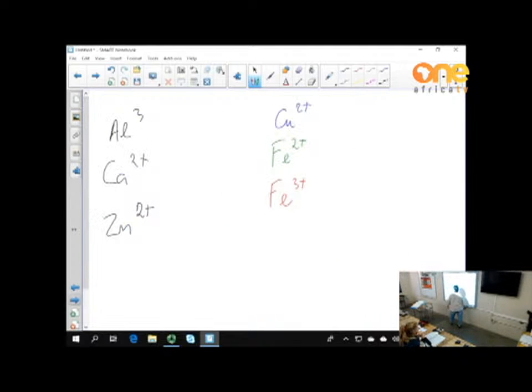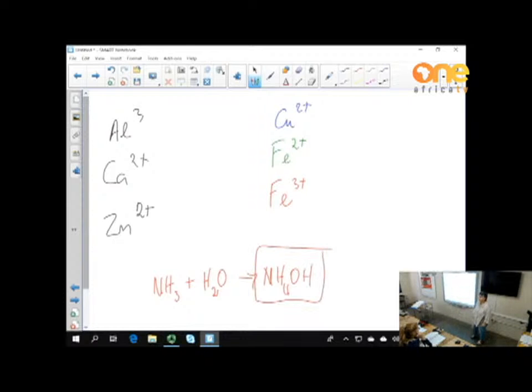The reagent that we will use is ammonia solution. Now, ammonia solution, if I dissolve ammonia in water, it forms ammonium hydroxide. So the reagent that we are going to be testing with is actually ammonium hydroxide. It's a hydroxide. Okay, so if I add a couple of drops of ammonium hydroxide, what will I get with copper?